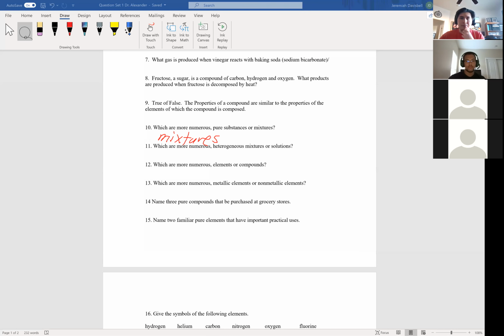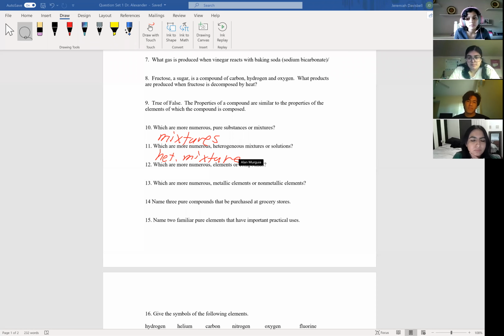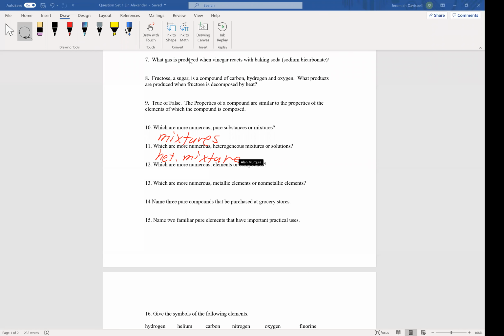So going on to 11, which are more numerous, heterogeneous mixtures or solutions? Heterogeneous mixtures. Yeah, heterogeneous mixtures, because remember, solutions you can think of as pure substances almost, in liquid form, or a homogeneous mixture, meaning it's evenly spread out within the solution. So I was going to put HET mixture. A big example of this is the ocean, right? It has a lot of salt, it has a lot of other things like the animals that live in there, the stuff that comes off of them. But it's not perfectly evenly mixed, right? You can't just see through it. So it's a good example of a heterogeneous mixture.